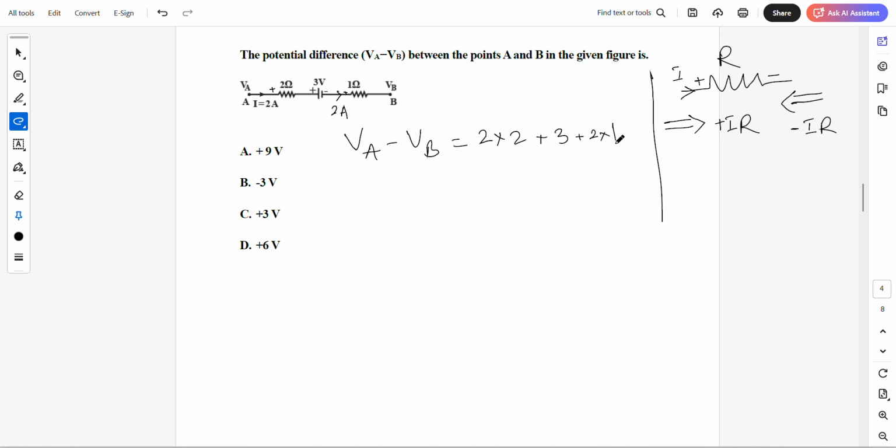Plus 2 into 1. What is the drop here? Plus 4 volts. And what is the drop here? What is the value of the voltage source they have given? Cell, plus 3. Okay. And what is the drop here? It is plus 2 only. Right. 4 plus 3, 7, plus 2, 9 volts is the right answer. Understood? Next.